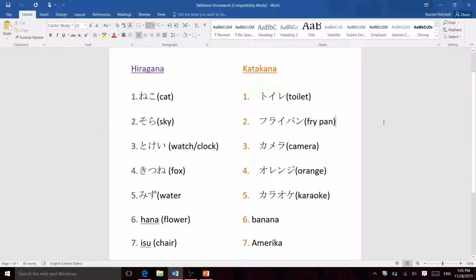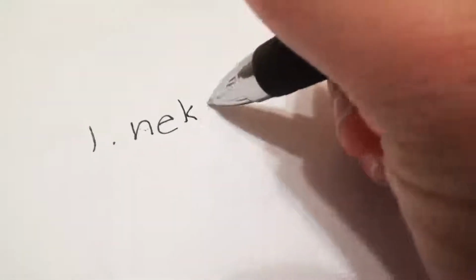On the left, you have the hiragana, and on the right, you have the katakana. So, for example, number 1 through 5 on the left side over here, you will take a look at number 1, and you will see these symbols right here. And then you will use your hiragana chart to find those symbols. And then once you find them, you will write number 1 on your piece of paper, and you will write the English letters for them. And the answer is neko. So now you have the answer to number 1.